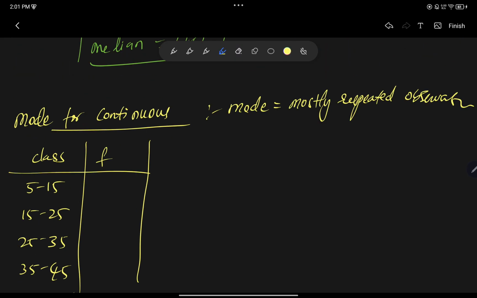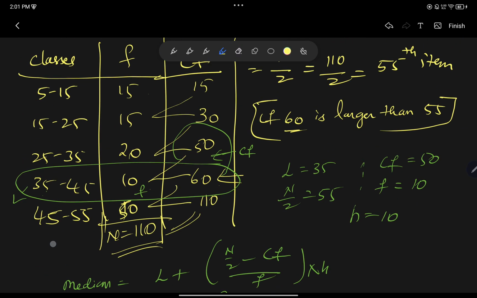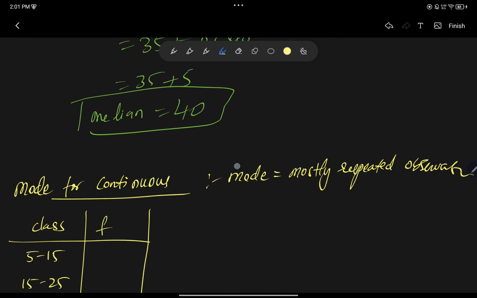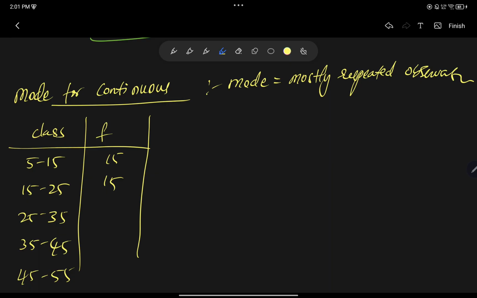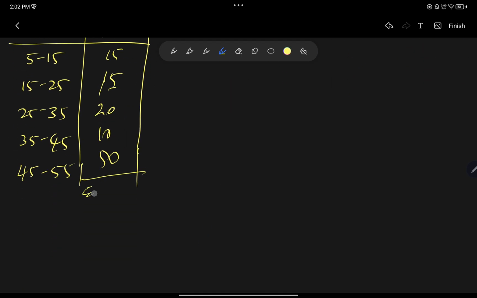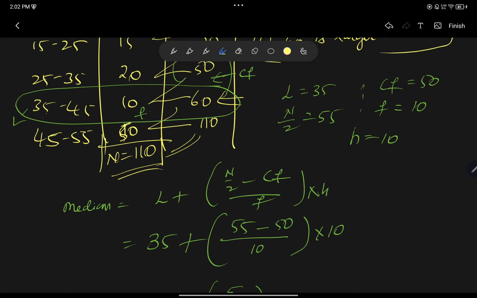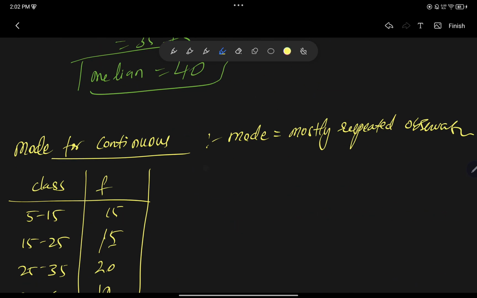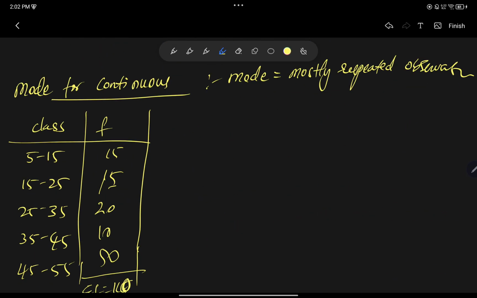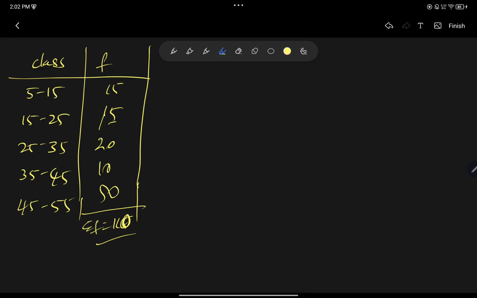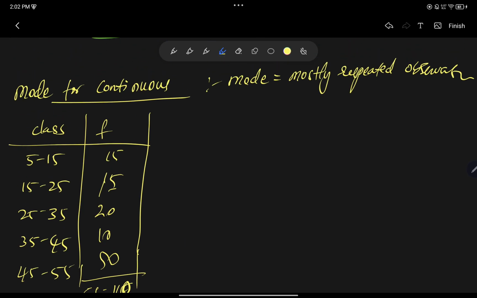We have written the classes. Next, the frequencies are 15, 15, 20, 10 and 50, correct? This is the frequency, and the total of this, we already know, summation of F is 110, not 115. Now we need to find which is the highest frequency out of this. 20 is the highest frequency, right?